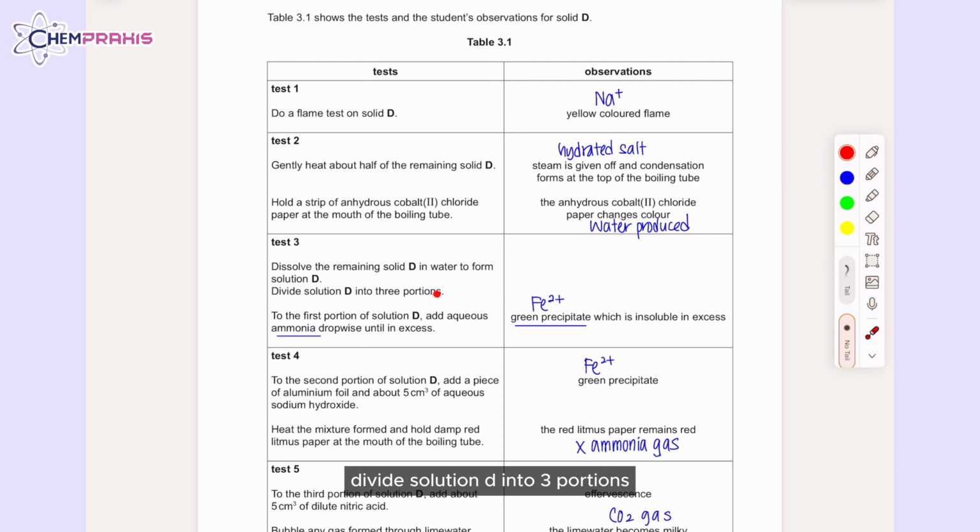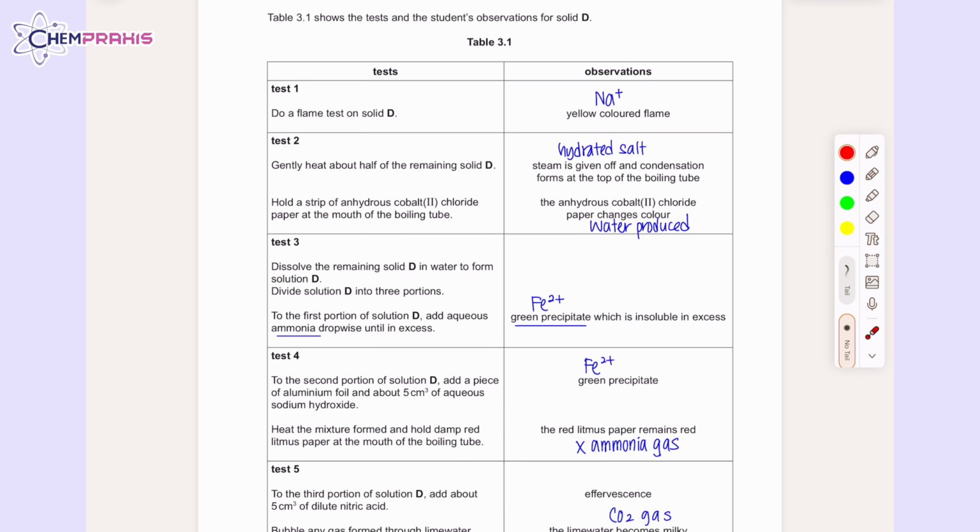While for test 3, dissolve the remaining solid D in water to form solution D. Divide solution D into 3 portions. To the first portion of solution D, add aqueous ammonia dropwise until in excess. There is a green precipitate which is insoluble in excess. So if this is a green precipitate, it means it is Fe2+ because Fe2+ is green in color.